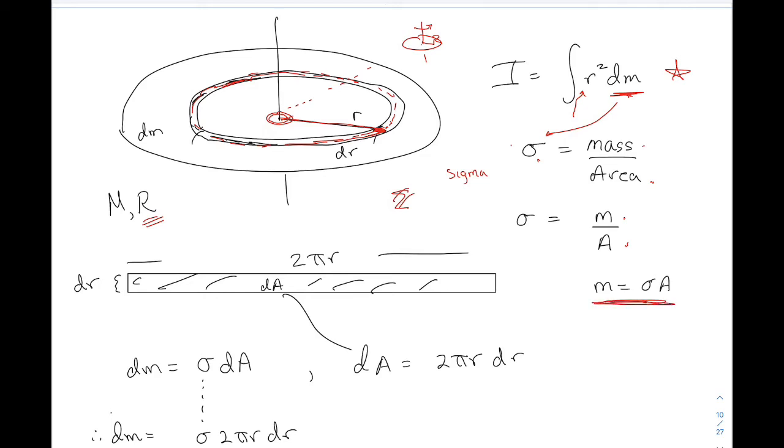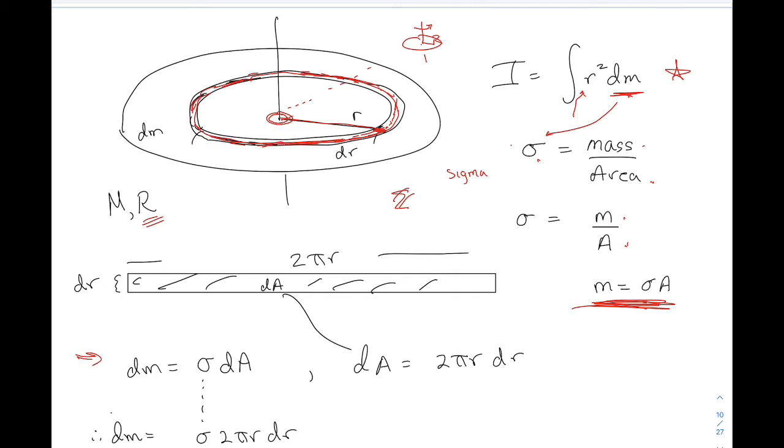Solve this for m, and take a differential of both sides. So dm is sigma dA. What is my dA? That's the differential chunk of area for my mass element. Here's that mass element, a thin ring. What's the area of that ring?